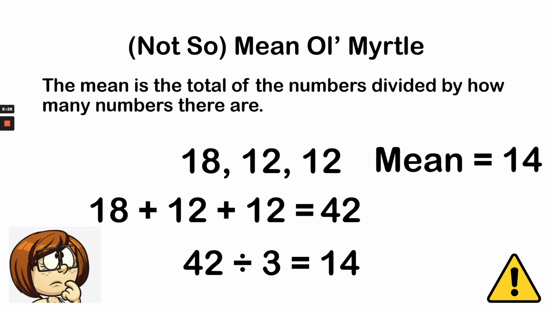Notice how the mean is within the range of the numbers we've been adding. I've got 18, 12 and 12. 14 sits within those numbers. It's no bigger than the biggest number, and it's no smaller than the smallest number I added together. We'll have a look at that again with the next one.